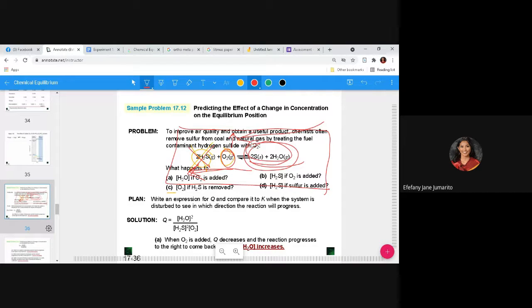Okay, we have letter D. What will happen to H2S if sulfur is added?